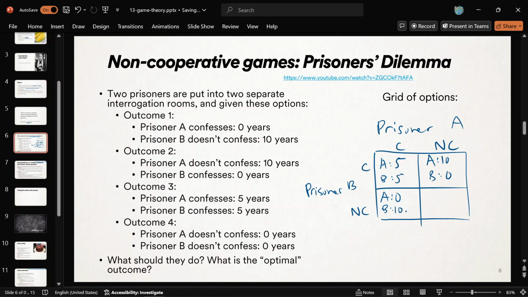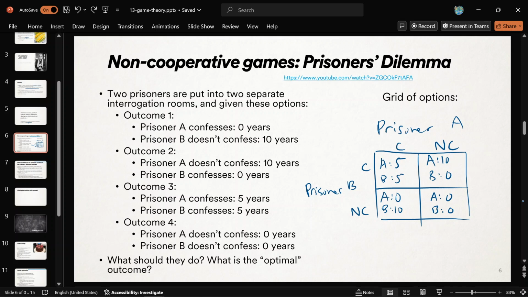And then outcome four is if neither of them confesses. If neither of them confesses, all the evidence they have is circumstantial, and they will both walk free. They're both going to get 0 years in jail, and both of them know that. They know this is the setup the interrogators are telling each prisoner, but they're in separate rooms, and they cannot talk to each other. What should they do? What do you guys think?